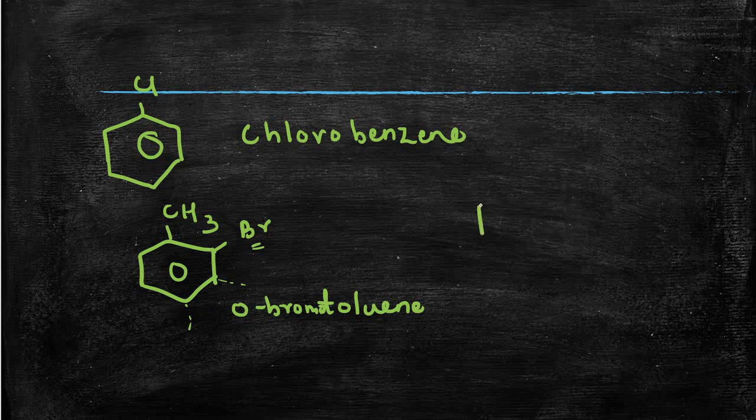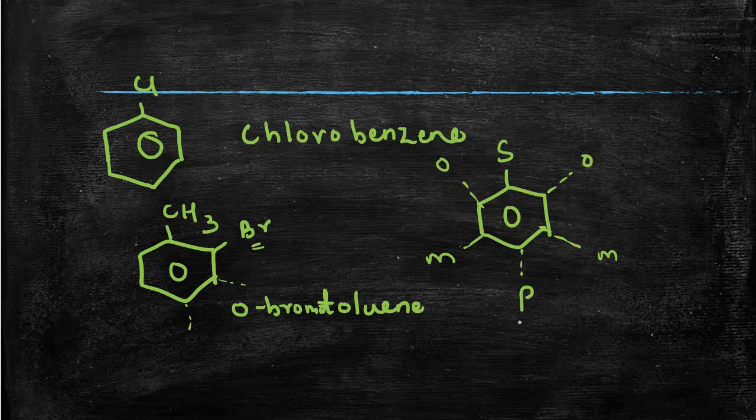Now, if it is in this position, this is our meta position and this one is our para position. So we can represent it like this. If a substituent is already present here, these are our ortho positions, this one is our meta position and this one is our para position. So we name the haloarenes based upon the position or the prefixes, whether it is ortho, meta or para. So hope these things are clear. Thank you.